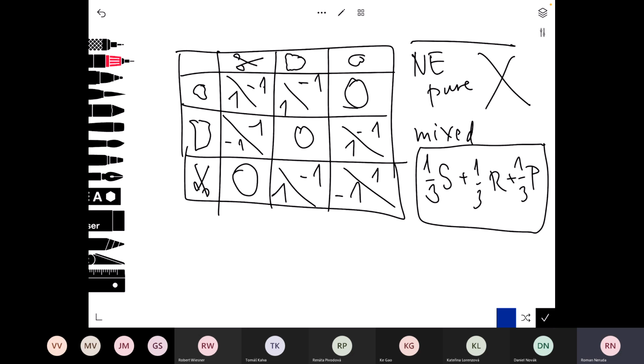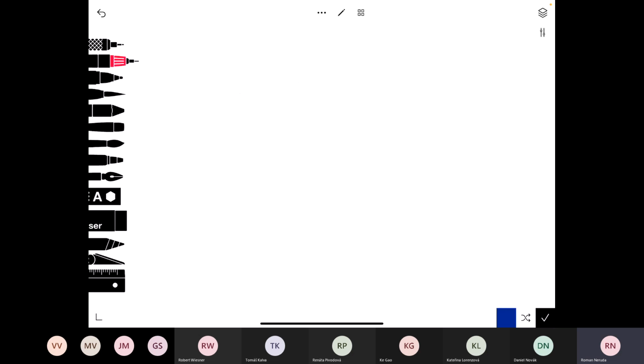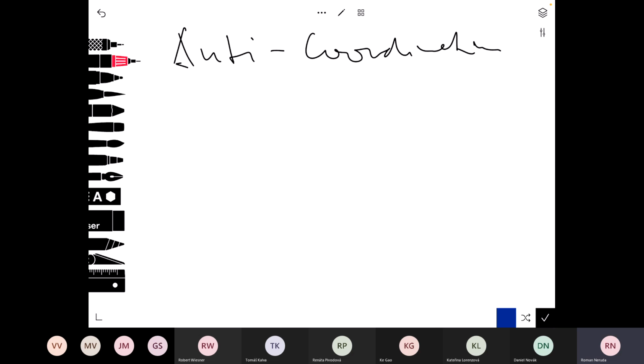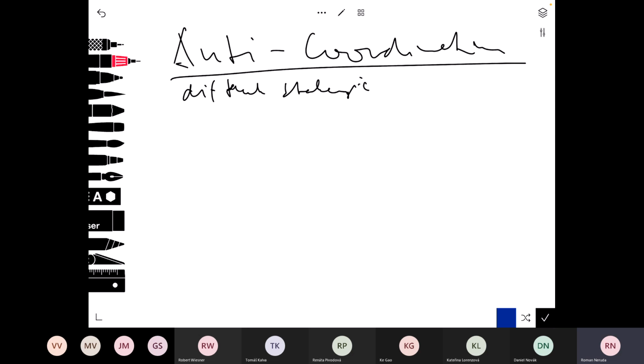Well, there is also the so-called Battle of the Sexes, which was a coordination game because it supports coordination. There are also anti-coordination games, where the payoffs are very different, and so they support playing different strategies. One of those is called the chicken game.